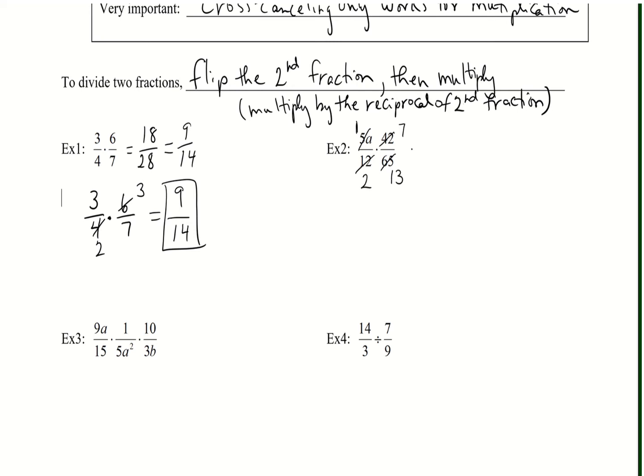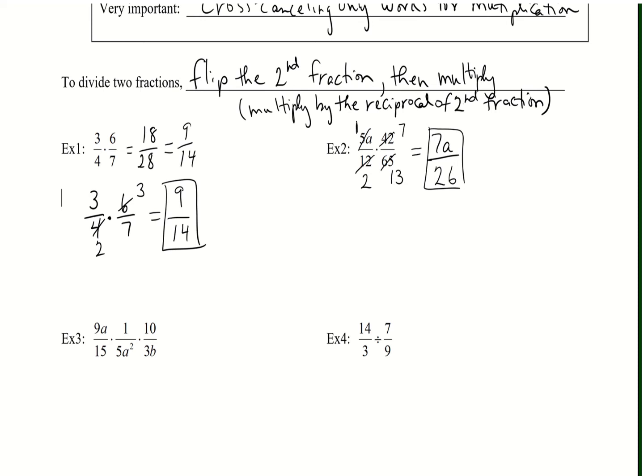And now we can multiply across. In the numerator for the first fraction, we have 1a, so 1a times 7 gives us 7a. And in the denominator, we have 2 times 13, which is 26. So in example 2, our answer is 7a over 26.